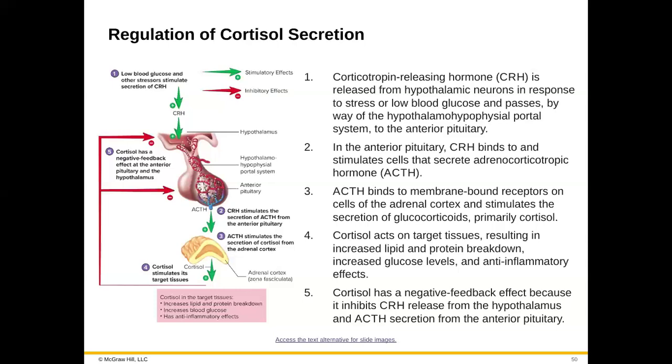Just like all the other anterior pituitary hormones, it does have a negative feedback loop where you can see that we can inhibit CRH and ACTH, either CRH from the hypothalamus or ACTH from the anterior pituitary, to act in our negative feedback loop to then stop the release of cortisol from the adrenal gland.